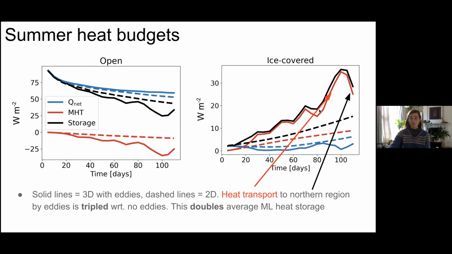So overall, this meridional heat transport due to the presence of eddies is tripled into the ice-covered ocean with respect to when eddies are not present, on average over the simulation. And this leads to a doubling of the heat storage in the mixed layer. So this then has subsequent impacts for the sea ice and air sea heat fluxes.